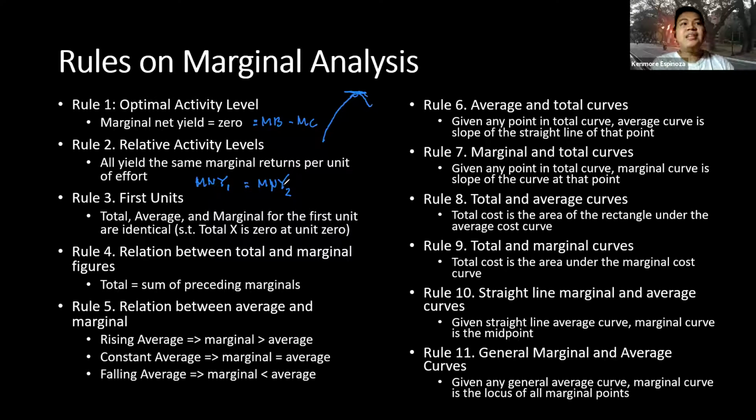Okay? Rule 3, this is basic. Your total, average, and marginal is just equal to 0, provided that your total is 0 at unit 0. Why do we have to qualify this? This is because we have this concept of total cost, di ba? Total cost is the sum of your total fixed cost plus your total variable cost. Total fixed cost is regardless of your output, you have a certain degree of cost that you are paying.